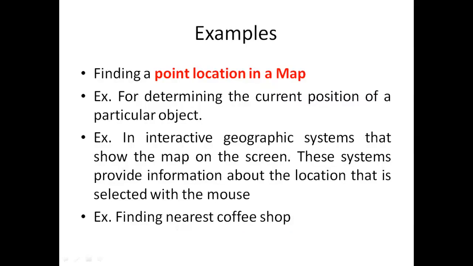Okay. Another example may be, again, a map, where you have to find a point location on a map, like determining the current position of an object. For example, if you are tracing a tiger and you want to find the current location of that tiger, this again can be represented as a computational geometric problem, because on a map an object is represented in terms of its latitude and longitude, which is again a geometric model.